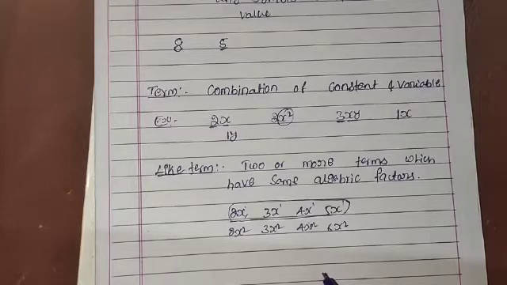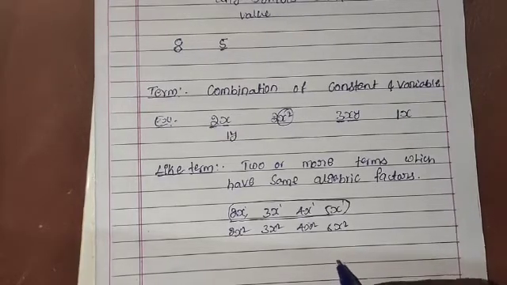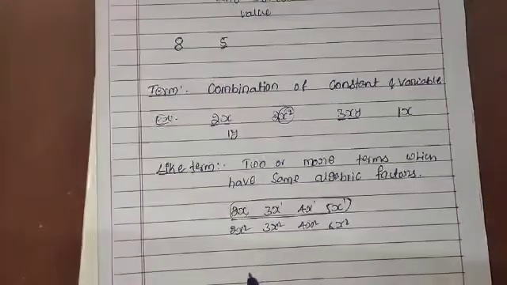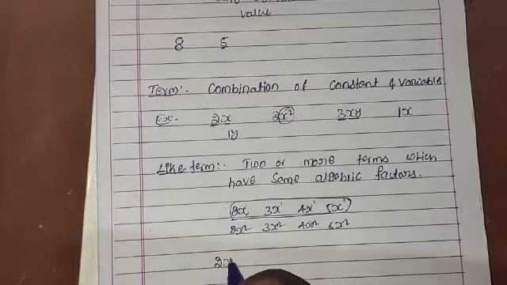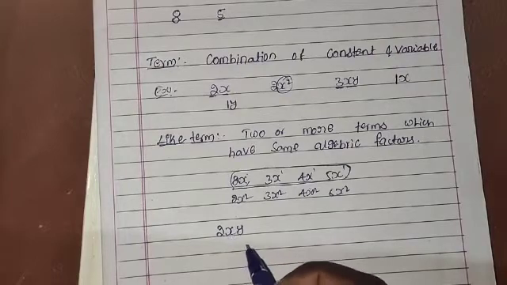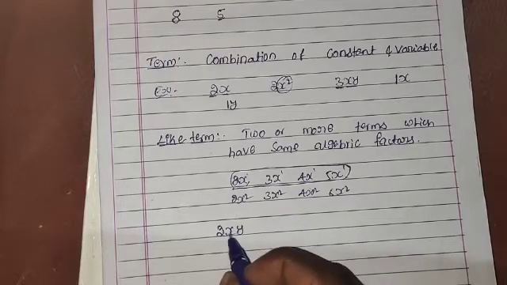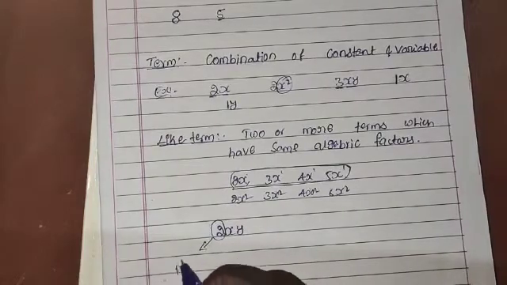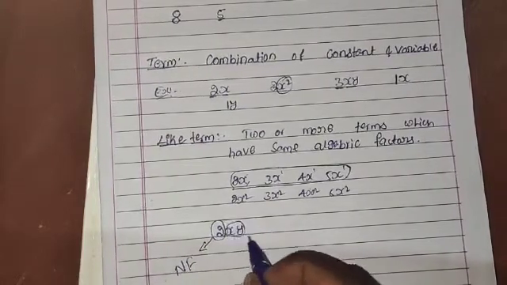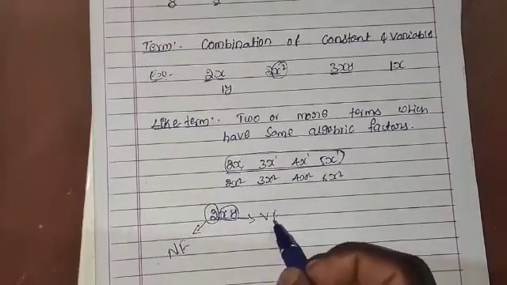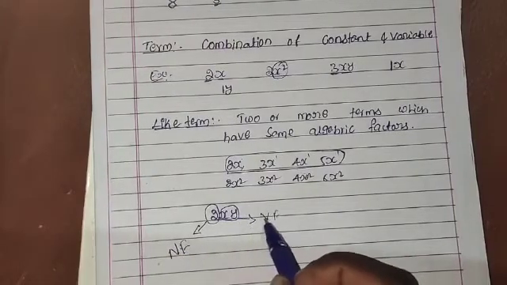Like terms are two or more terms having the same algebraic factor. A term can have two factors. For example, take 2xy. The term 2xy has two factors: one is the numerical factor, which means the constant, so here 2 is the numerical factor; and the other is the variable factor, so here xy is the variable factor.